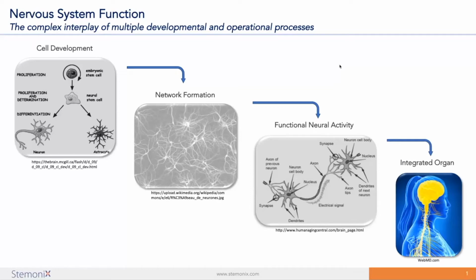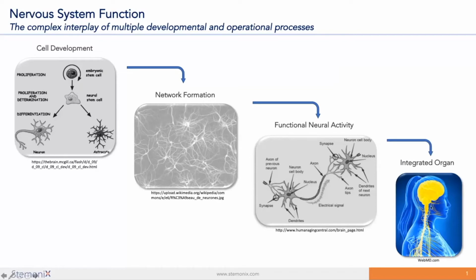Now, in vivo, or in the native condition, that neural function is really the result of several upstream developmental and operational processes, be it starting at cell development, into a network formation of neural cells, into that network forming functional neural activity, and ultimately being integrated into the organ.